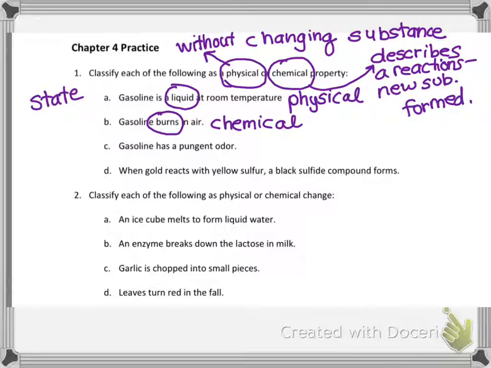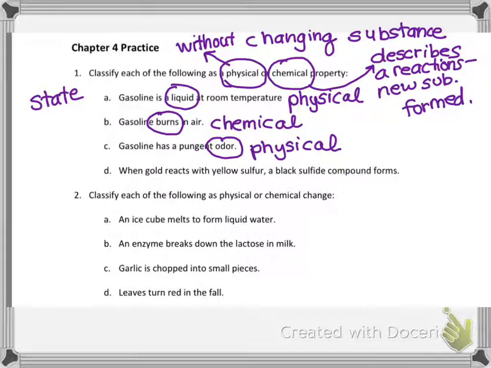Letter C, gasoline has a pungent odor. So things like odor or color, texture, all of these things I can observe and notice without changing the substance. When I smell gasoline and I notice its odor, it remains gasoline. So if I do not change the identity of the substance, then that is considered a physical property.